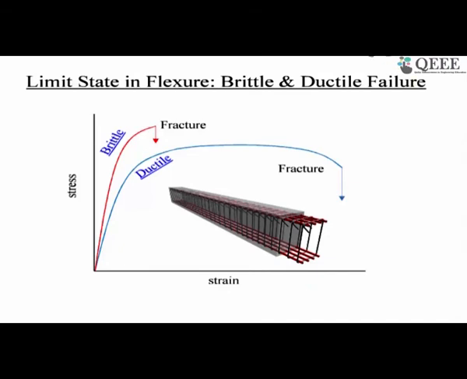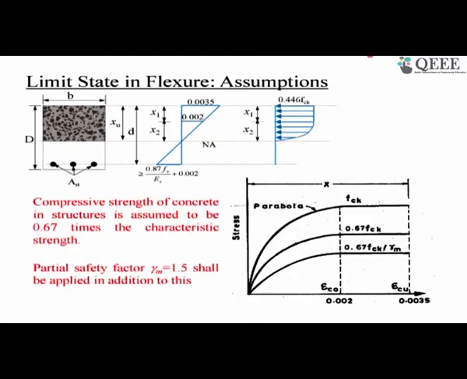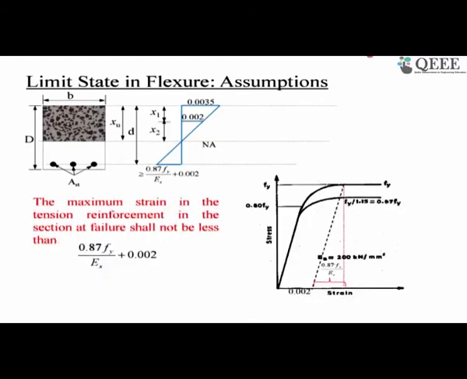Now go back to the assumption. These assumptions. Tension reinforcement, the strain in tension reinforcement should not be less than this value. Why? Because steel reaches its limit state when strain becomes 0.87 Fy by Es plus 0.002. When strain becomes this, the steel reaches its limit state.